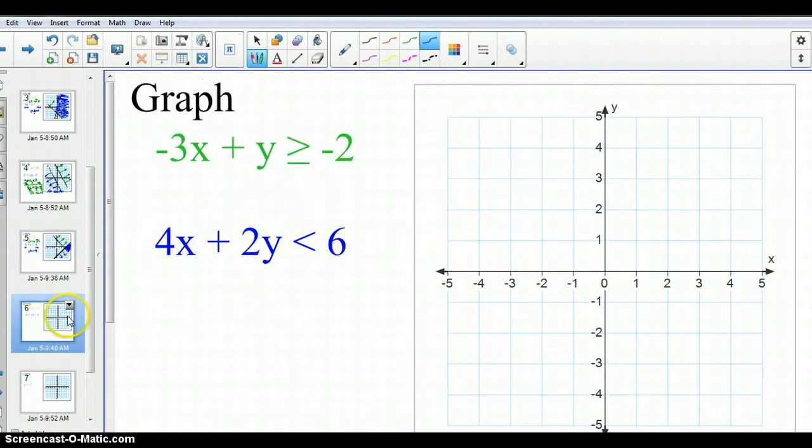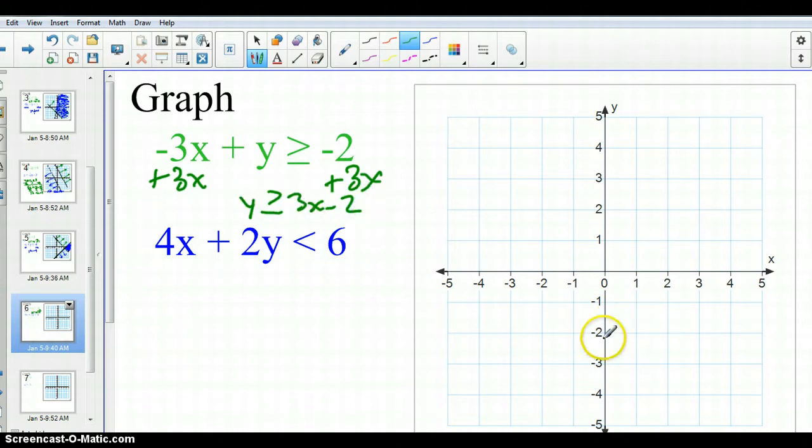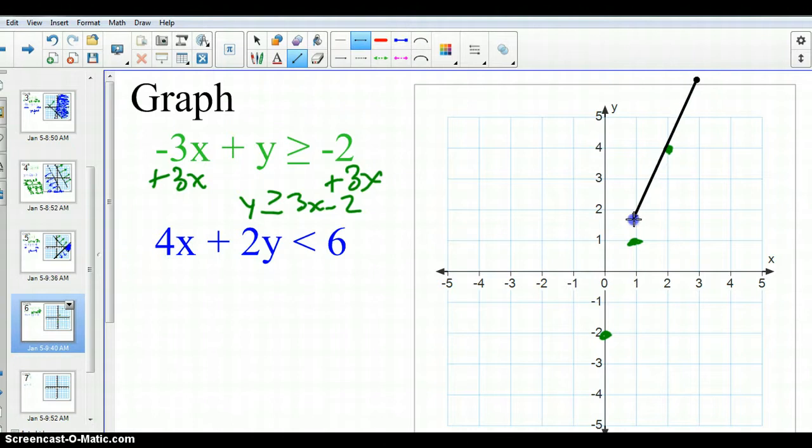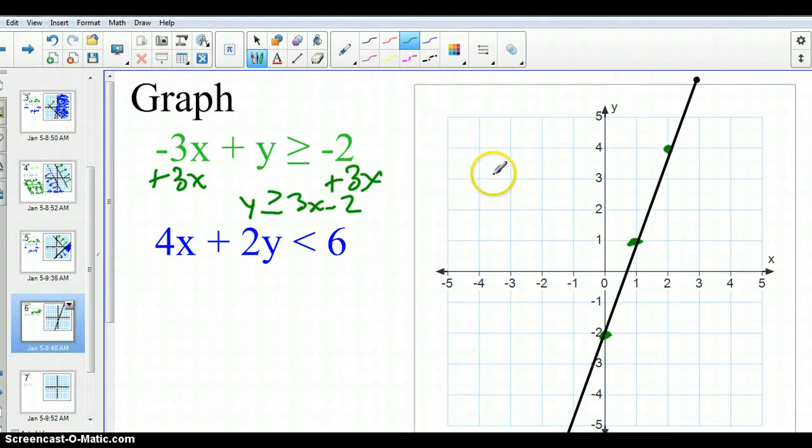The next one, here I would add 3x to both sides. So I have y is greater than or equal to 3x minus 2. So plot it. Negative 2 is your y-intercept. Go up 3 over 1 for your slope. It's a greater than or equal to it, so we'll have a solid line. Now we want all numbers that are greater than it, so will it be above or below? It will be above your line.